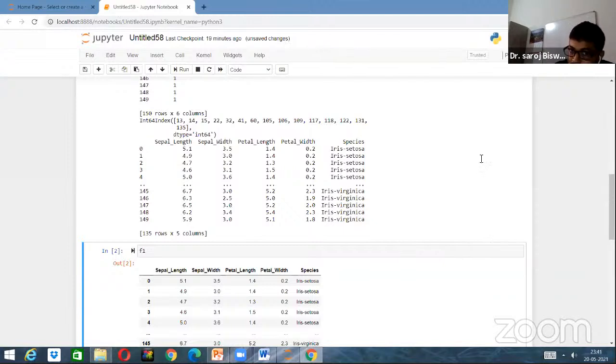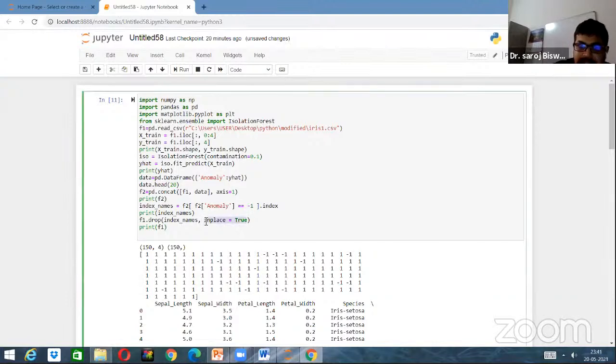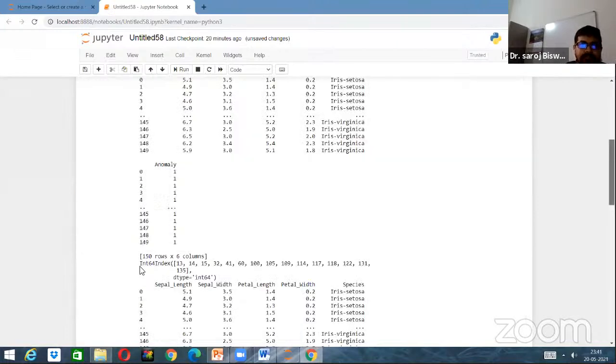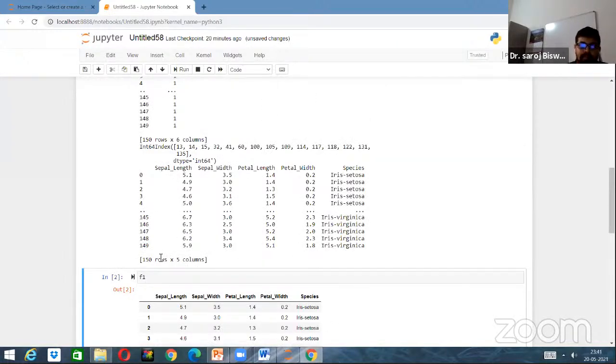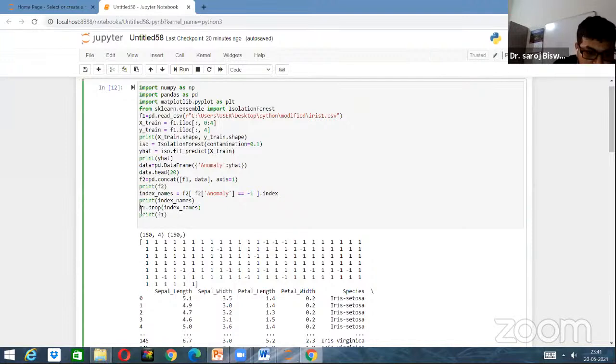If we discard this one without inplace, then things will change, but that will not be reflected in F1. See here, printing F1, the changes will not be reflected here. See the size of F1, 150. So we can do this simply. If we don't write it, then whichever changes are done here should be stored somewhere else. That is F2. And now we are printing F2. So that can be done.